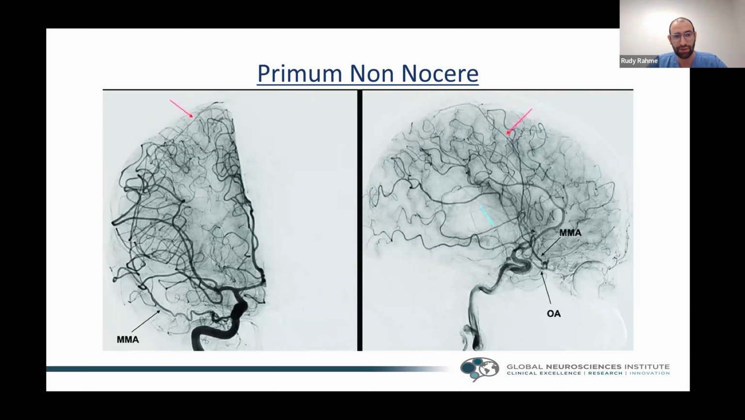As you can see in this angio, the middle meningeal artery arises from the ophthalmic artery. So clearly, this is not a safe embolization. You're not going to go into it because the risk here is blindness. So that's not something you would want to proceed with.